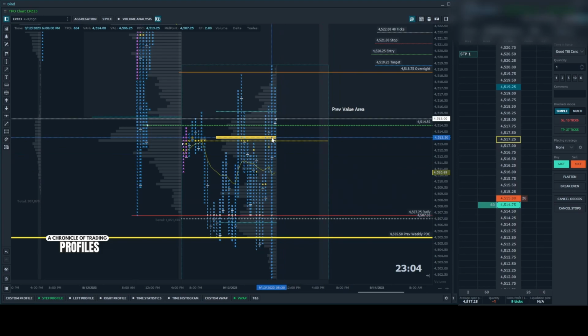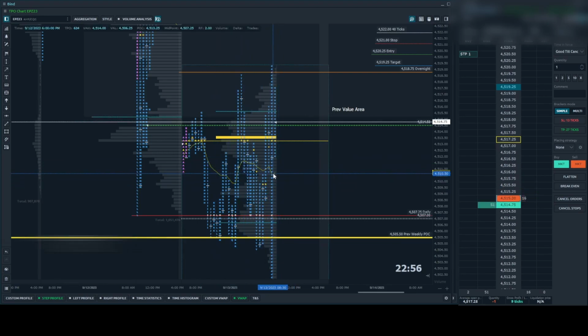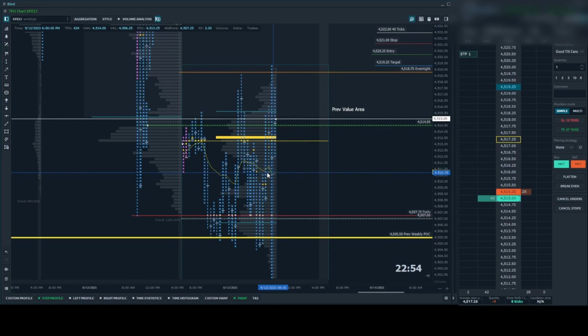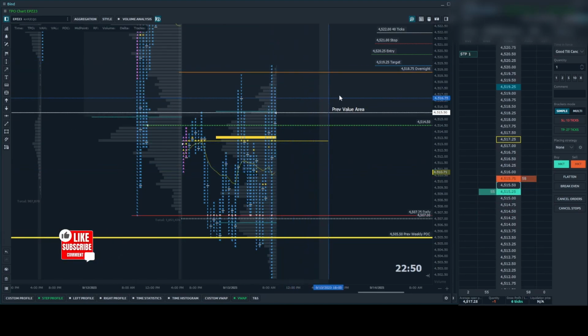I want to watch this POC area, this VWAP area. Make sure we don't get any real bounce off these. Everything's pretty flat, so you shouldn't get one. And if you do get a bounce off here, that's a good sign that it's going to try and move higher.